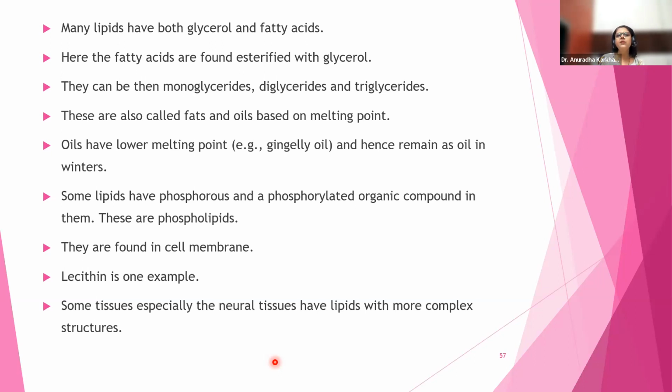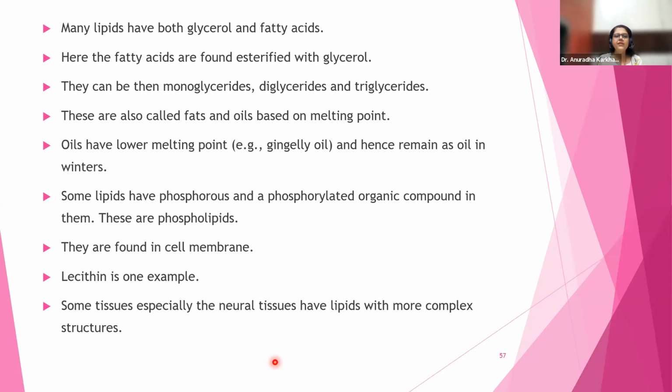They can be monoglycerides, diglycerides, triglycerides. We are always tensed about our triglycerides, right? Blood में triglycerides बढ़ने नहीं चाहिए is what the doctor will always tell you. So glycerol plus single fatty acid, 2 fatty acids, 3 fatty acids, monoglyceride, diglyceride and triglycerides.